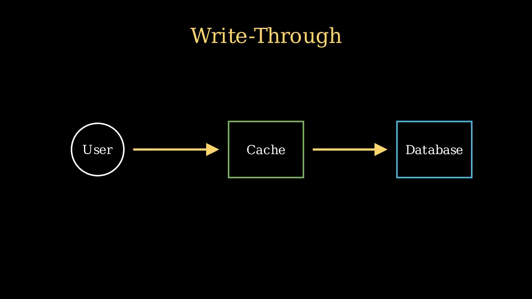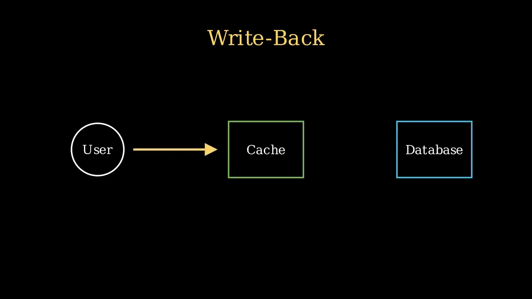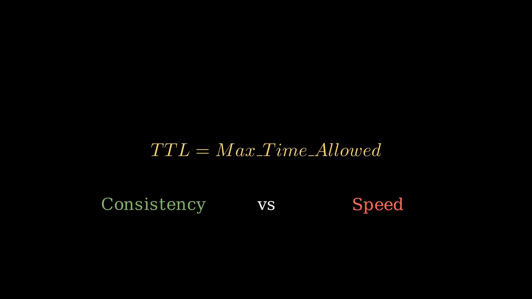Another approach is a write-through strategy, where every time you update your data, you send that update to both the cache and the database at the exact same time. This keeps them perfectly in sync. Alternatively, you might choose Write Back, where you update the cache immediately but perform a lazy synchronization to the database later on to save resources. Ultimately, your choice boils down to a classic engineering trade-off between maintaining perfect data consistency and achieving maximum speed.